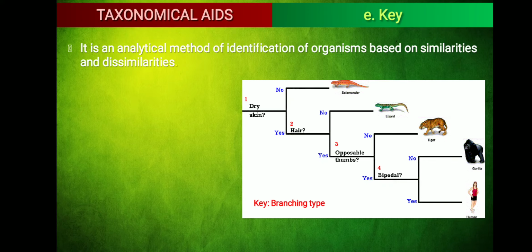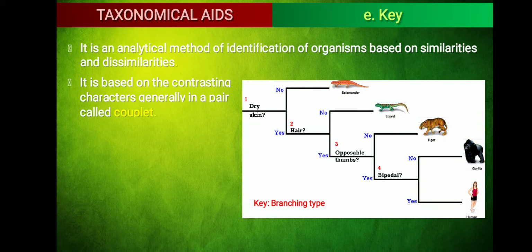Students, under the taxonomical aids, we were discussing the key. What is a key? A key is an analytical method of identification of organisms based on similarities and dissimilarities. It is based on contrasting characters, generally in a pair called a couplet. So there is a pair of characters we will use.